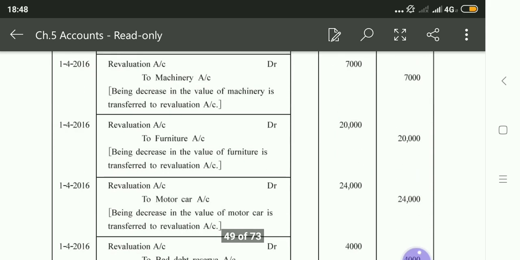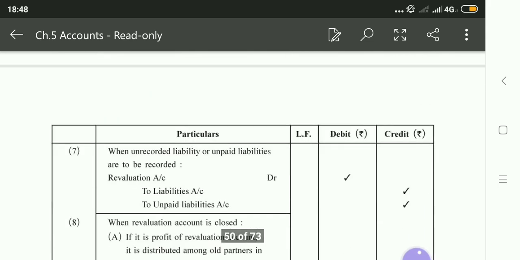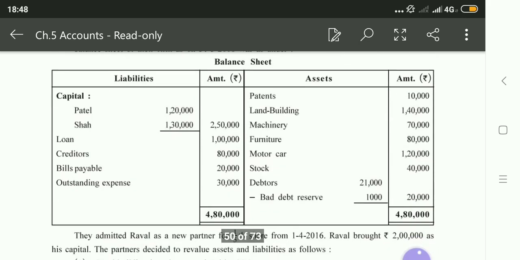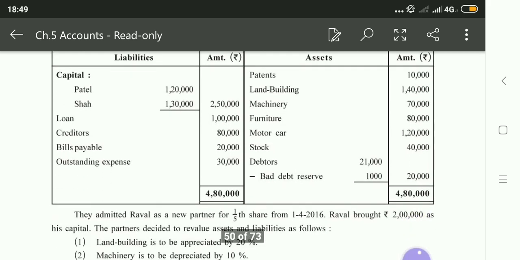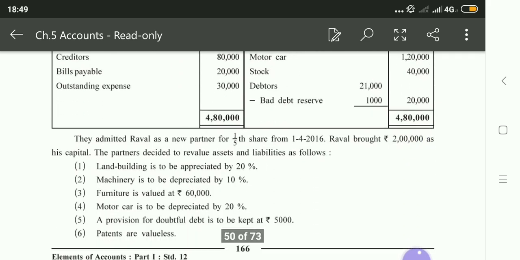Okay, moving back to the balance sheet of this question and the various adjustments. First of all, you need to prepare the format for journal entries, and I will read all the adjustments one by one. Okay, the very first adjustment is land and building is to be appreciated by 20%.